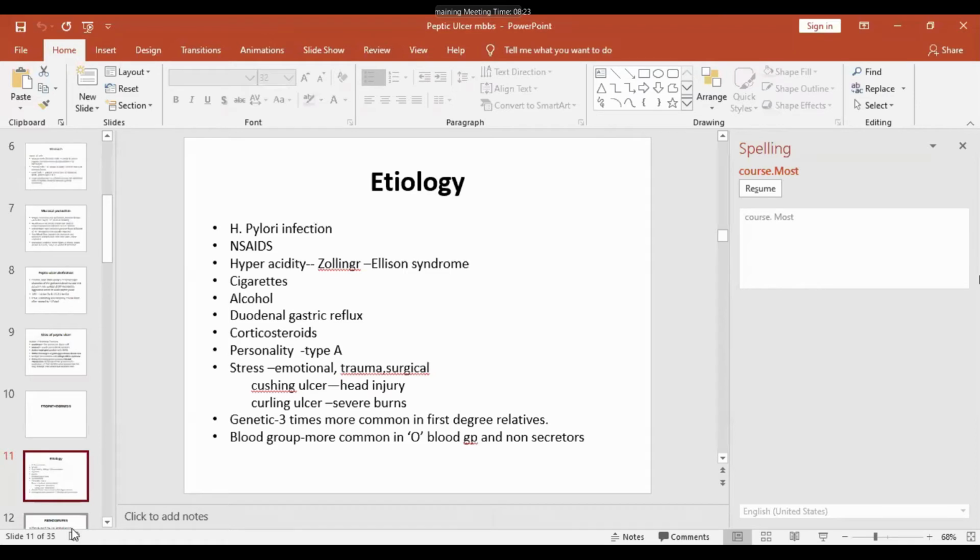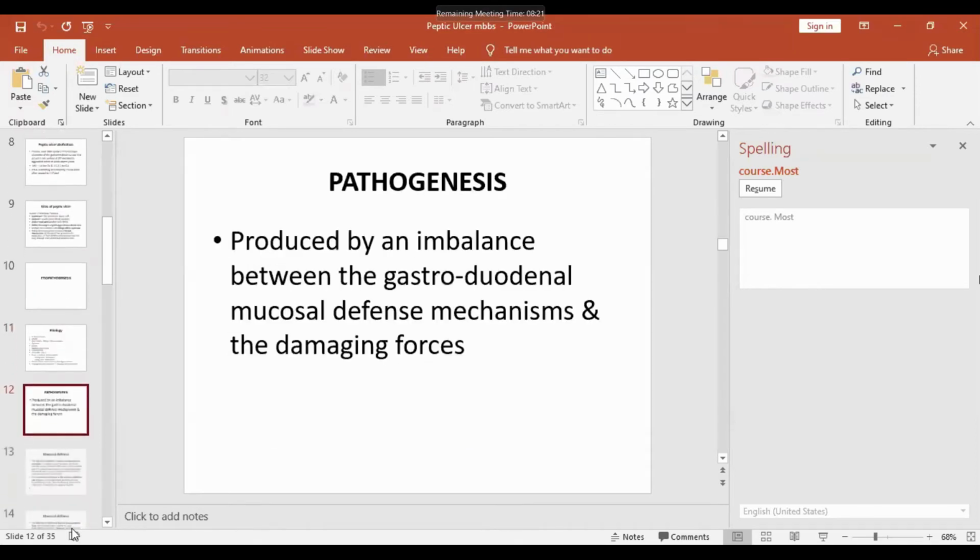Now we'll come to pathogenesis. The ulcer is produced by an imbalance between the defense mechanism and the damaging force. So offending and defending, it is a balance between the two. An ulcer doesn't occur when both are in balance, but when this balance is disturbed, an ulcer will be produced. So what are the offending agents and what are the defending agents?